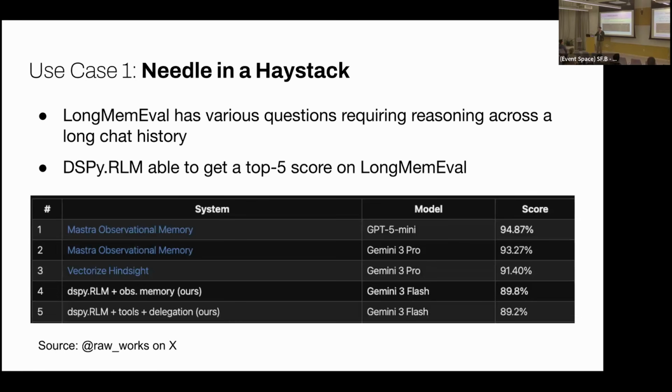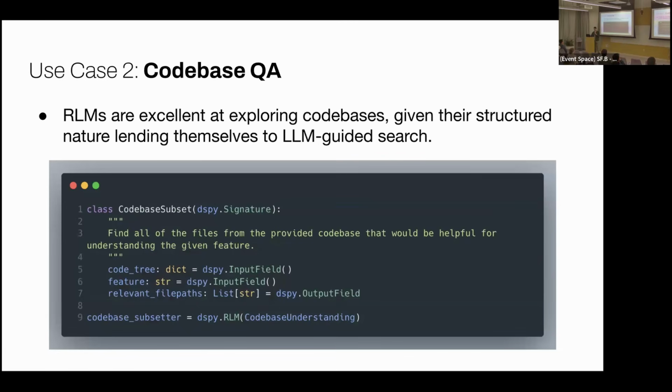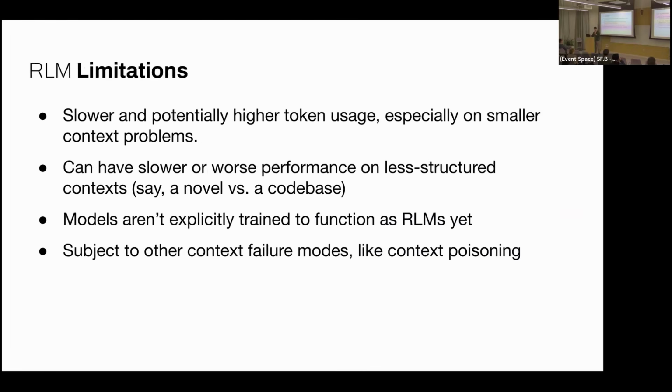So just very briefly, for the needle in a haystack, one of the DSPy users and contributors, Raymond, wrote an implementation for DSPy for LongBench eval. And basically in a day of hacking on it, he was able to get a top 5 score. And so this is just really exciting and it's using Gemini 3 Flash, which is not the best model on this list. And so it's really exciting that RLM is able to support these long context operations. The second, like I said, code-based QA.